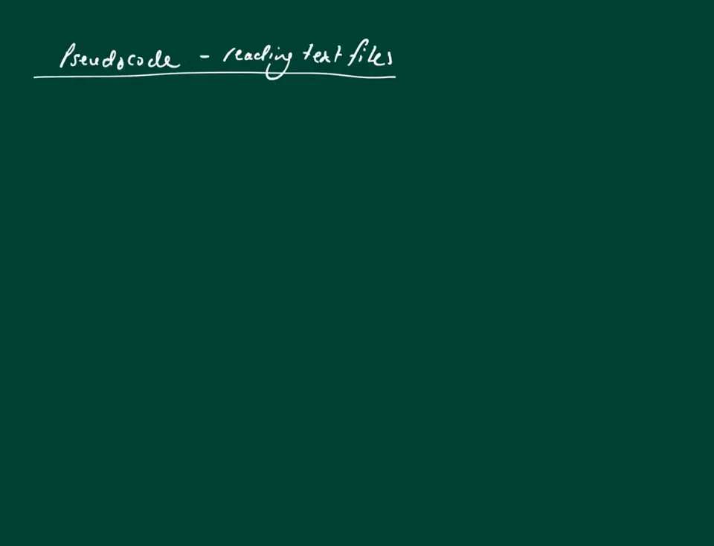So let's look at the pseudocode for reading a text file. For this purpose, we're going to have a text file called example.txt, and everything will refer to that. So we're going to open the file example.txt for read. That's our first line of pseudocode.